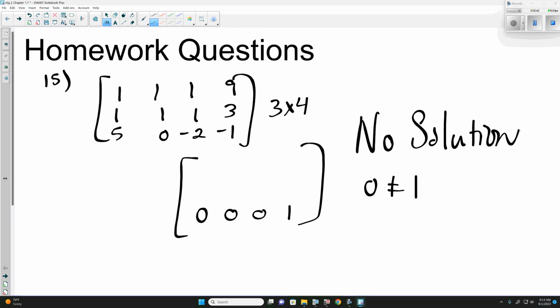Because if we get all zeros and then a 1 in the last row, that's no solution. If it's all zeros, then it's infinitely many. Questions on this here?